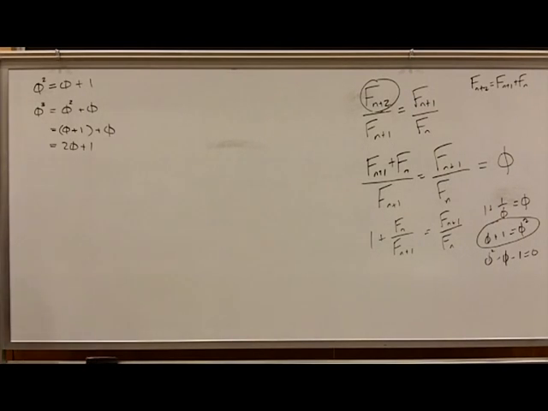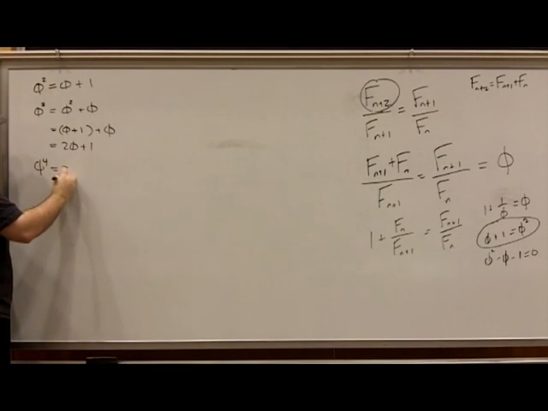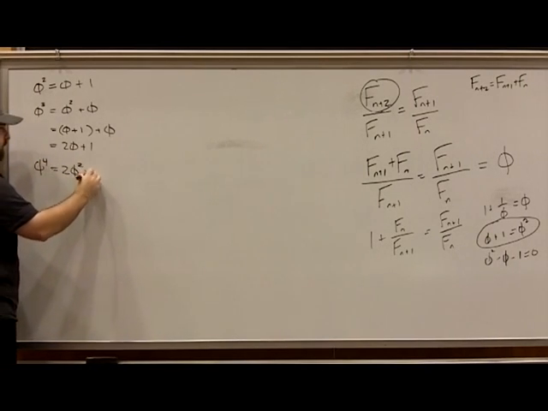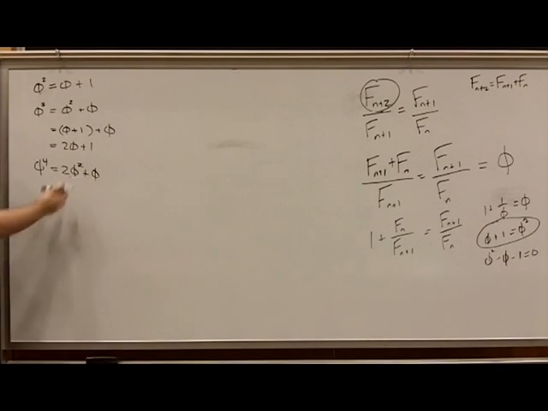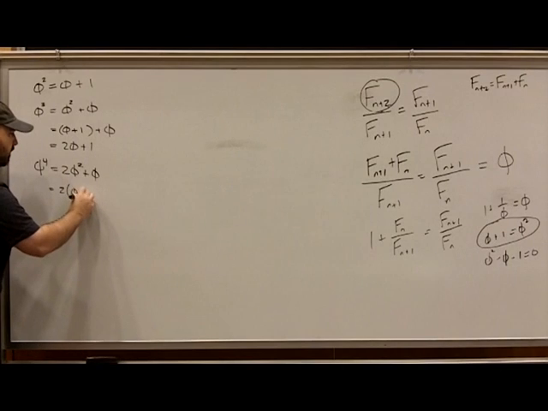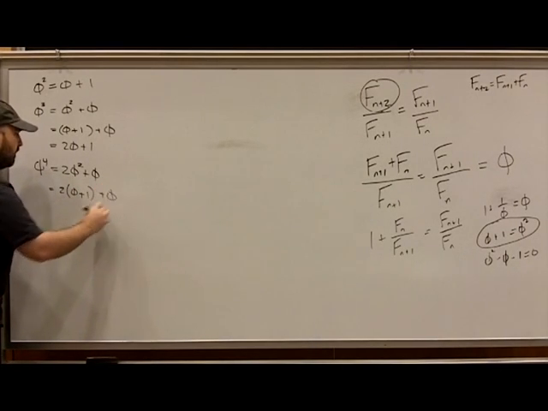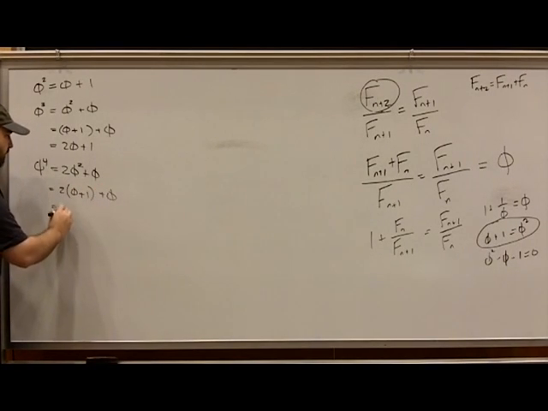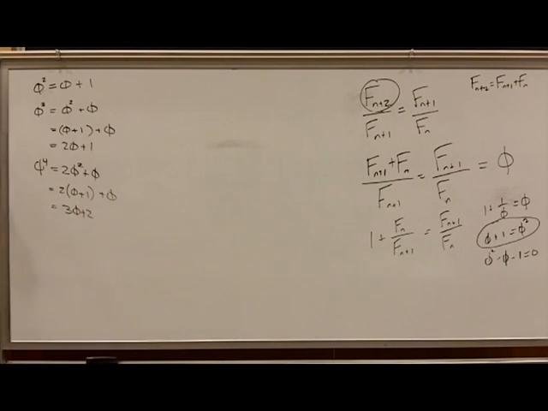Well, how far can we go with this? I'm going to try to do this again. I'm going to take phi cubed equals 2 phi plus 1, and I'm going to multiply it by phi again to get phi to the 4th to see what we get. And again, I can replace phi squared. We end up with 3 phi plus 2.